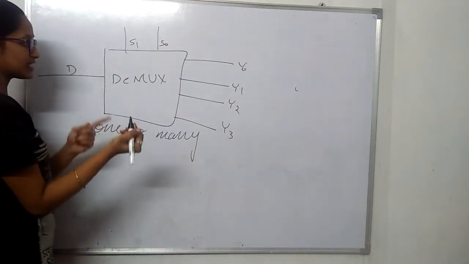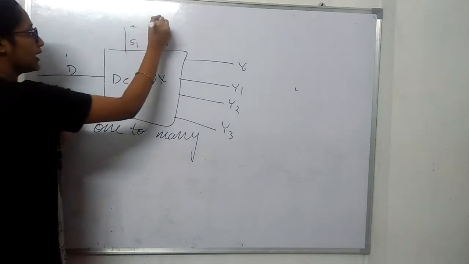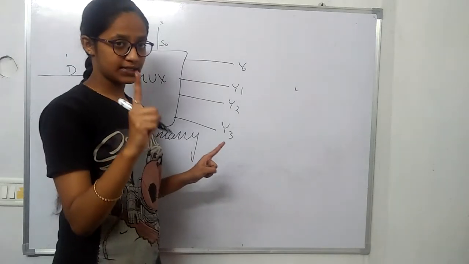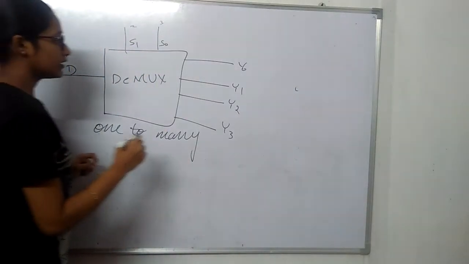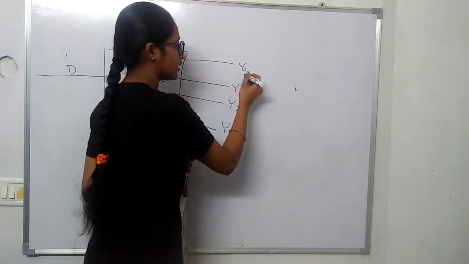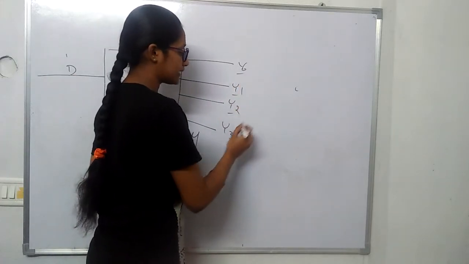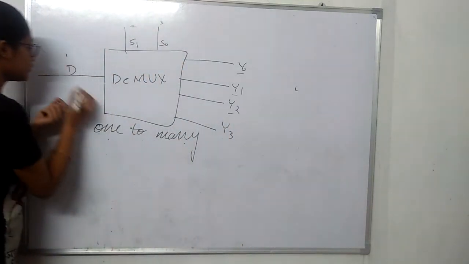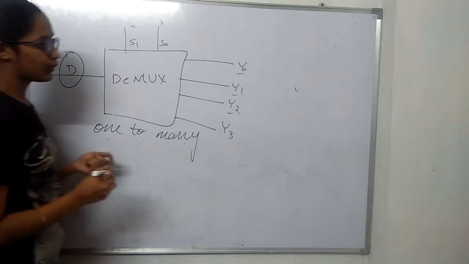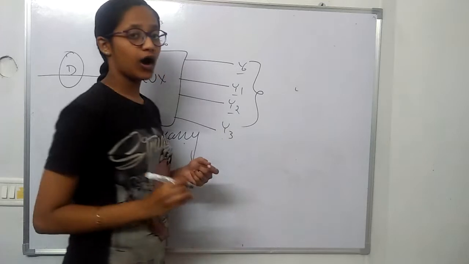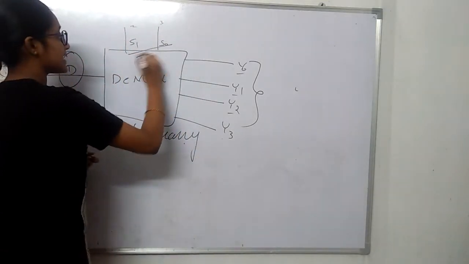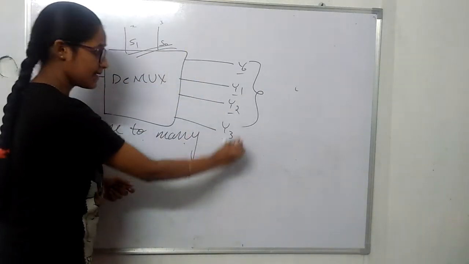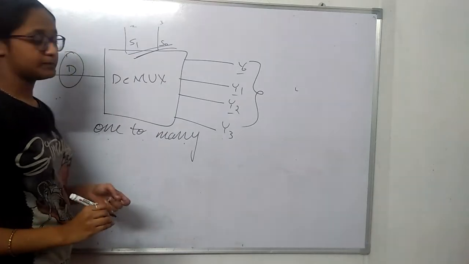So from here you can say that you have three inputs to the demultiplexer and you will get one output, either at Y0, Y1, Y2 or Y3. So see, one to many. One data is sent to many output lines based upon our selection lines.